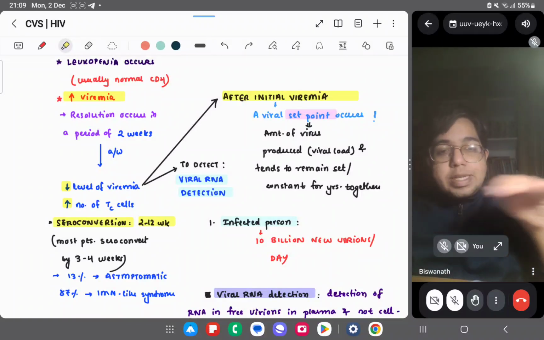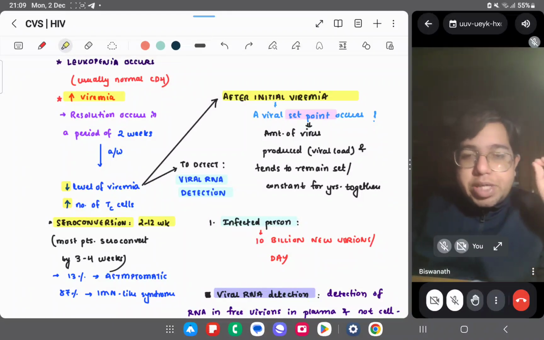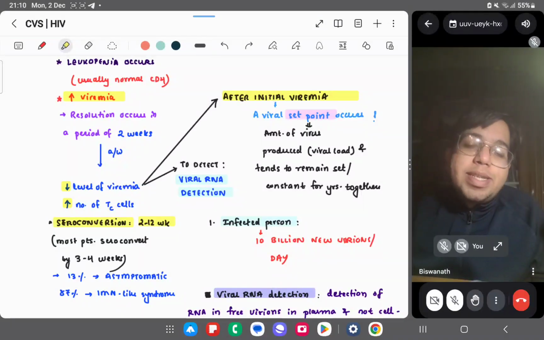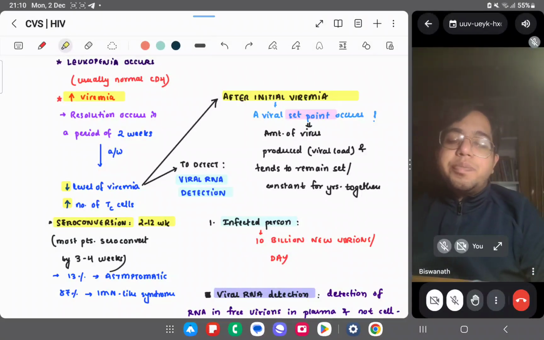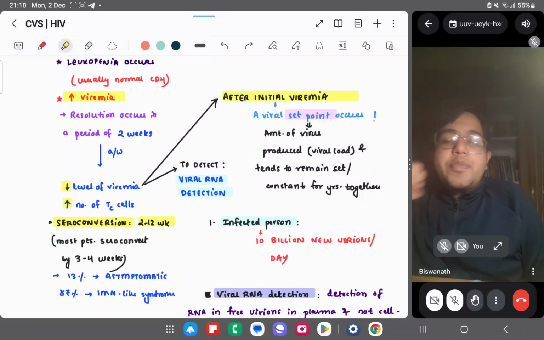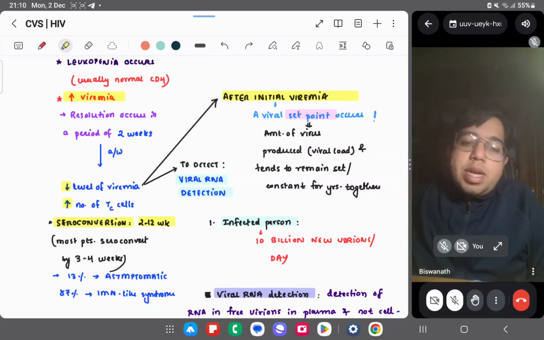Initially, we'll see only very mild symptoms, which is why patients with AIDS present at a later stage. The macular rash is just on your trunk. So screening for AIDS is very important, and we'll talk about screening as well. After initial viremia, a viral set point occurs, and it is basically causing the clinical latency, the latent period, where the virus is replicating at a constant rate.